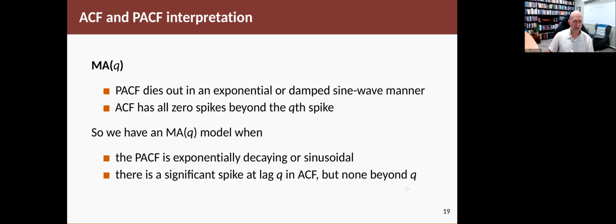So the ACF and the PACF are quite useful ways for picking pure MA models or pure AR models, but you can't use them to pick a mixed ARIMA or a mixed ARMA model. For that, we need other tools, and we're going to do that in subsequent sections.